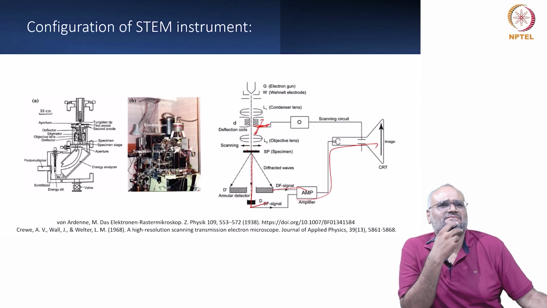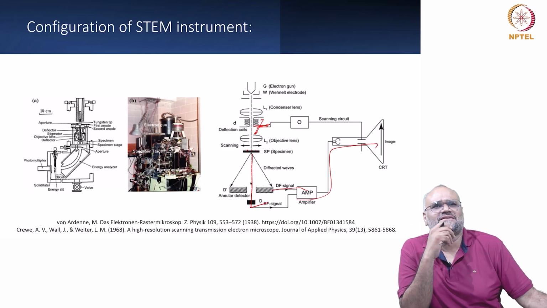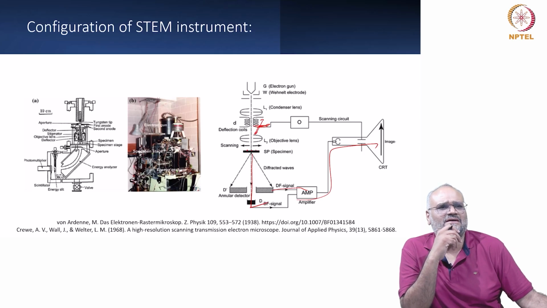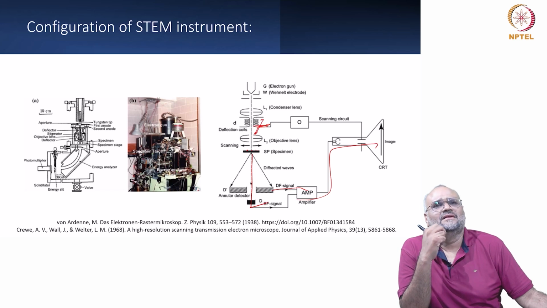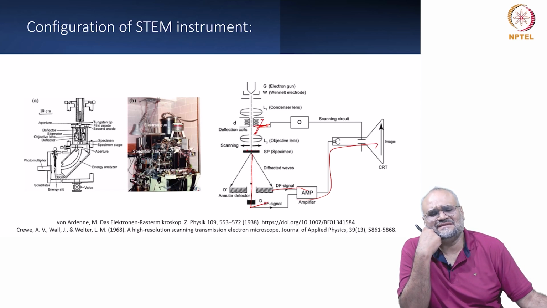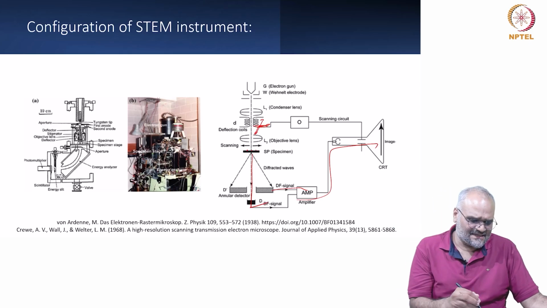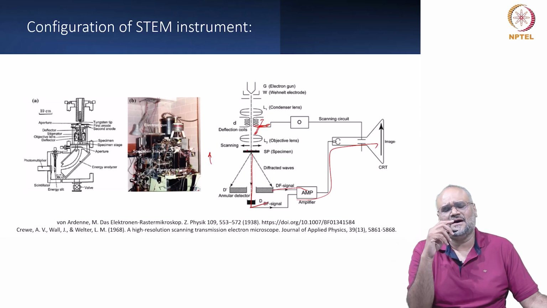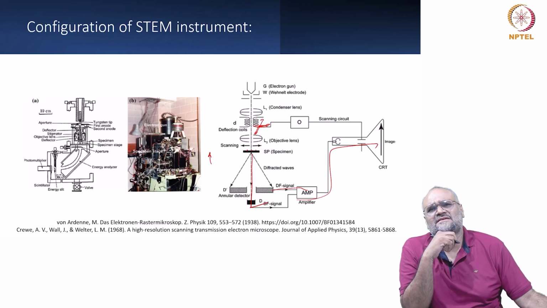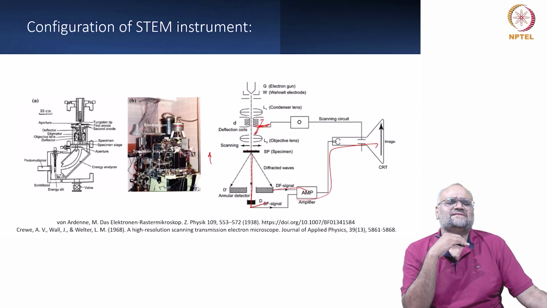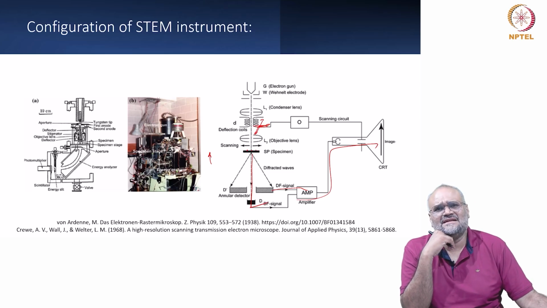So if you look at the photograph of the first commercially developed FEG based STEM system, this was the system from Albert Crewe. This is how the system looked. These days there are modern dedicated aberration corrected STEMs in which the design is such that the electron gun is on the bottom and the detector is on the top, and this gives much better stability, and you have exceptional energy resolution as well apart from spatial resolution.